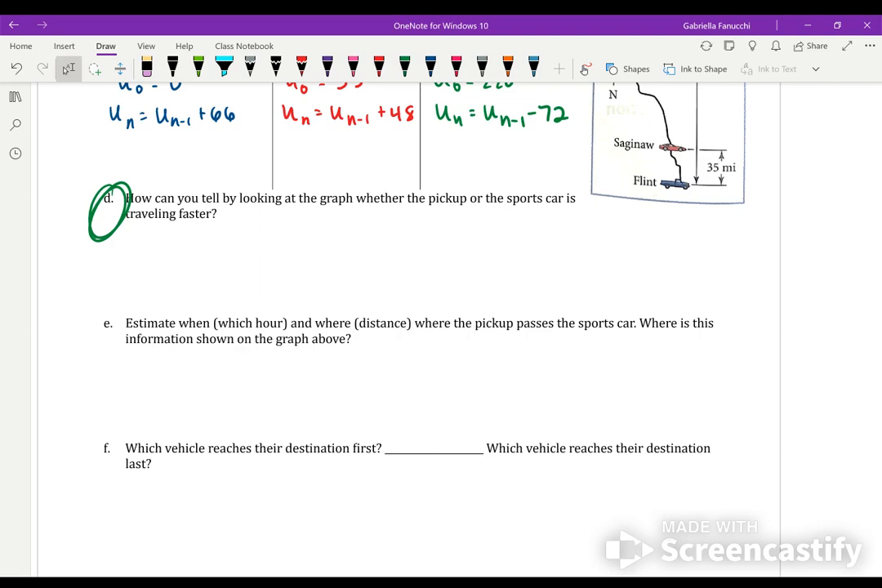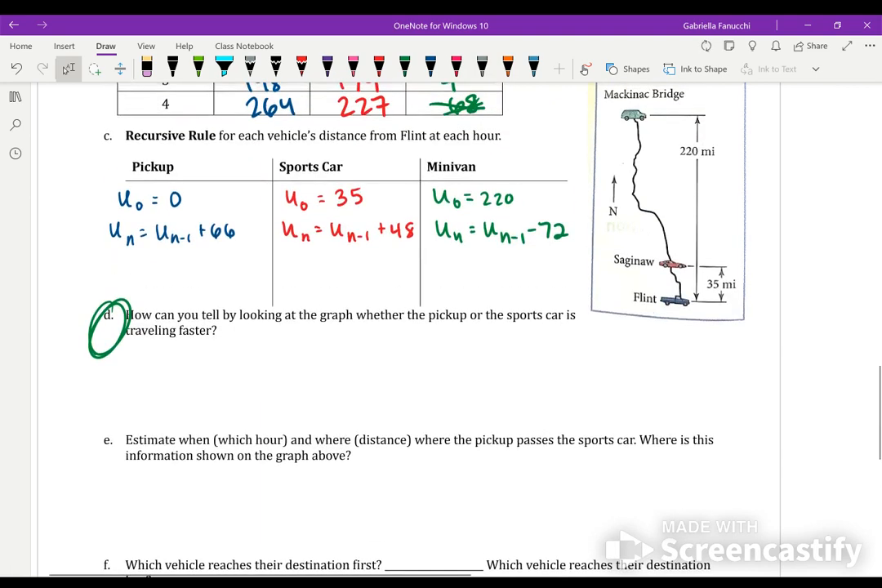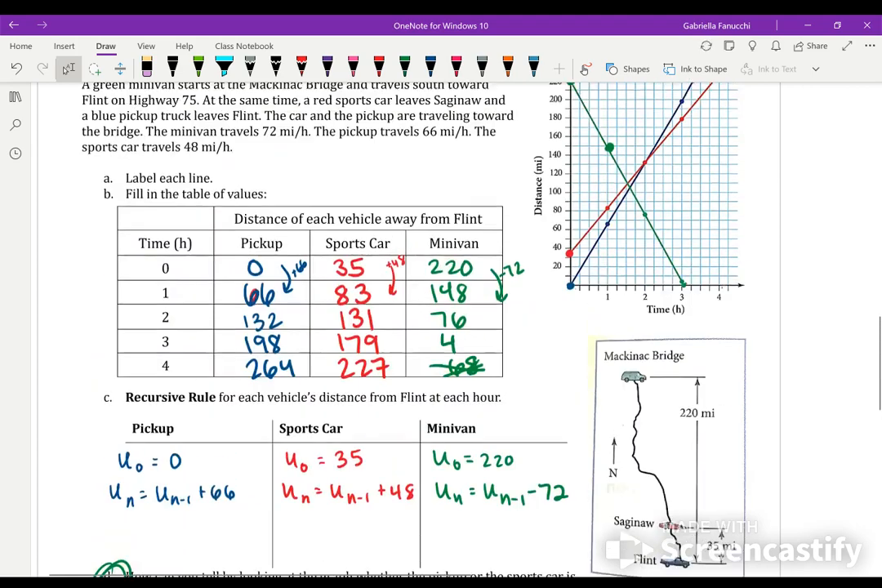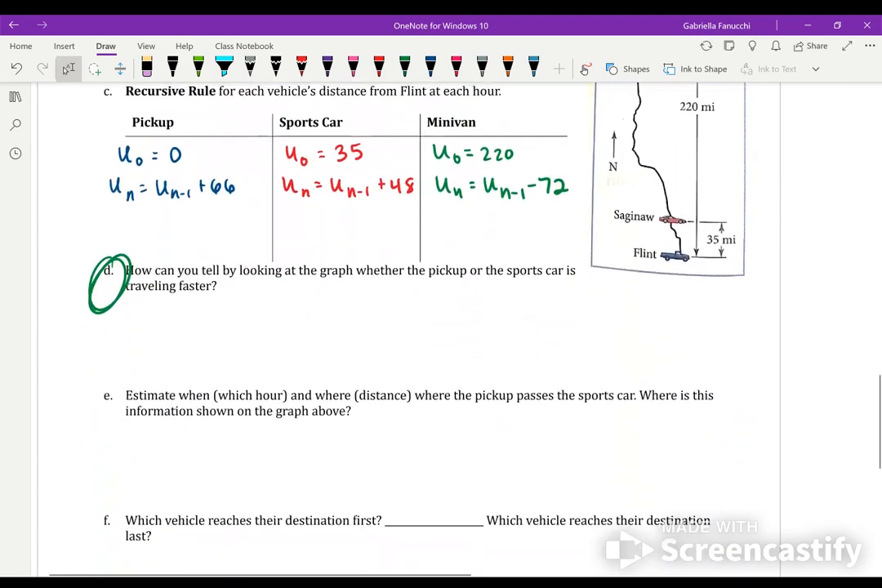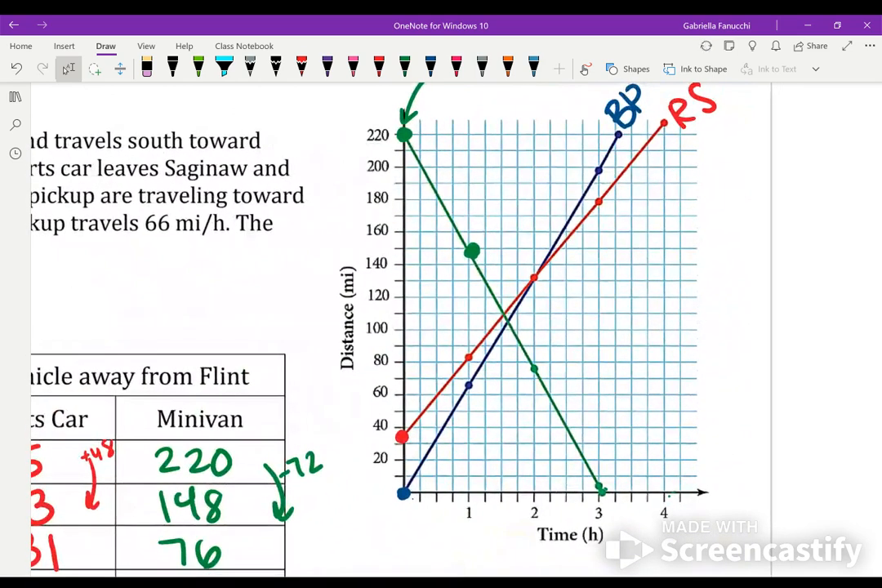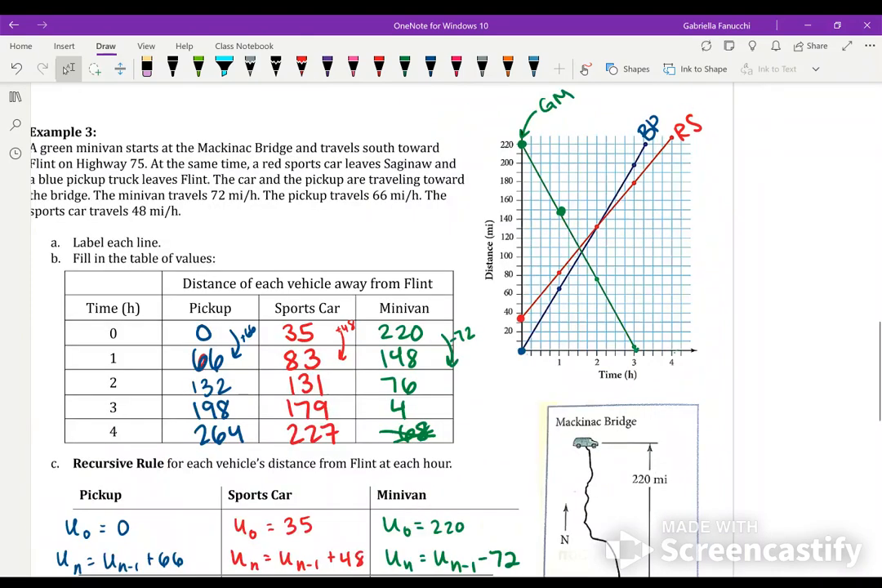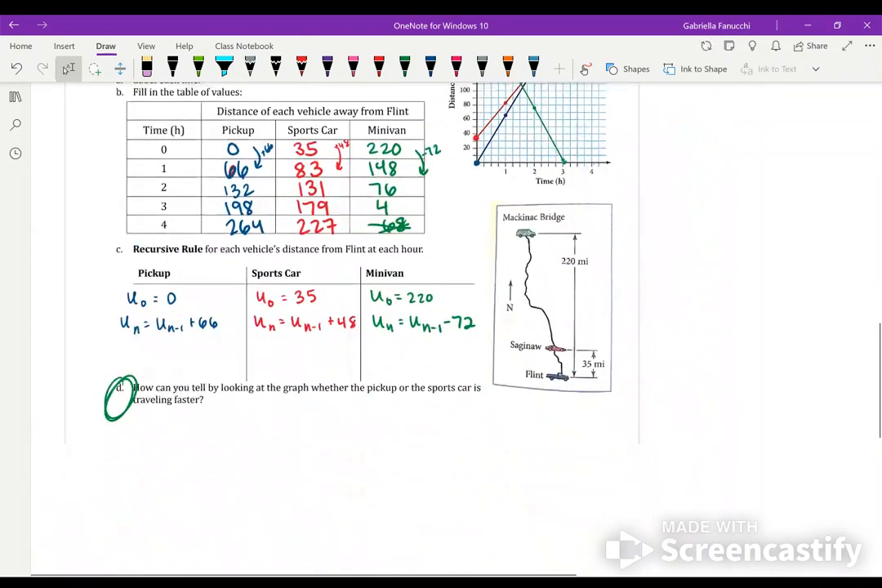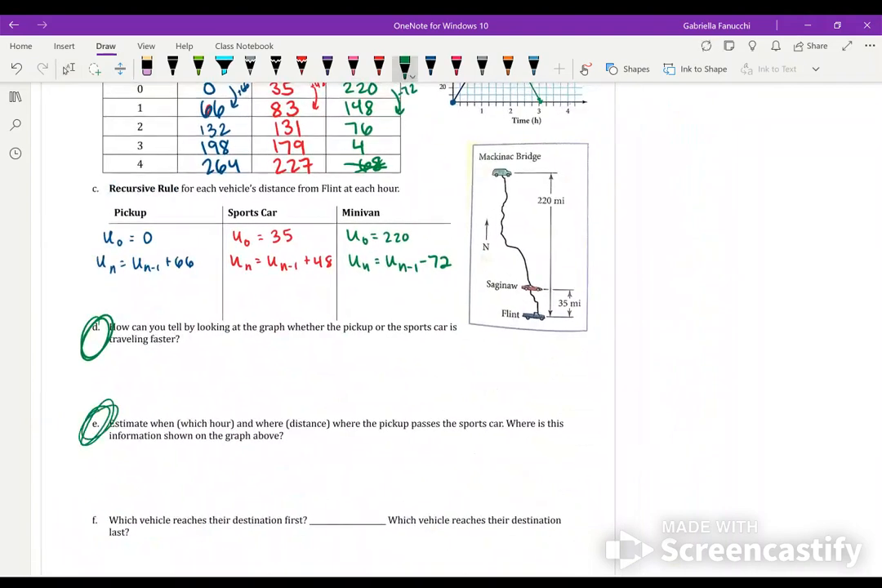But we're going to estimate at which hour and at what distance the pickup passes the sports car. Where is this information shown on the graph? So if we look at our graph here, when do you guys think that pickup passes the sports car? Go ahead and answer that one on your own too.